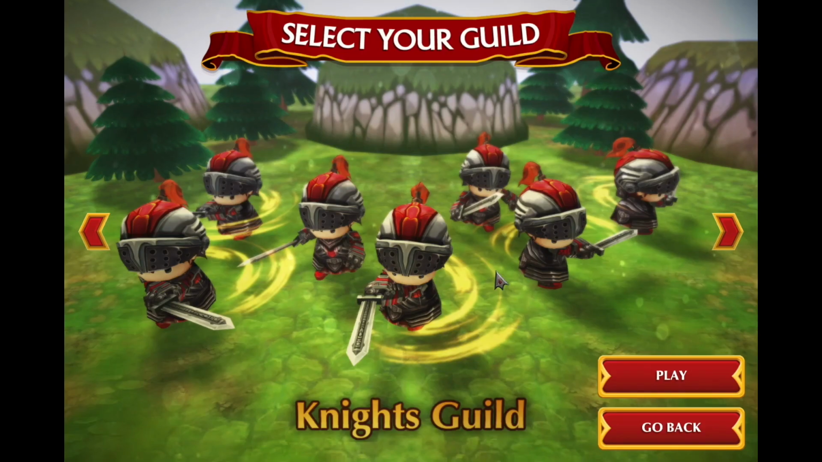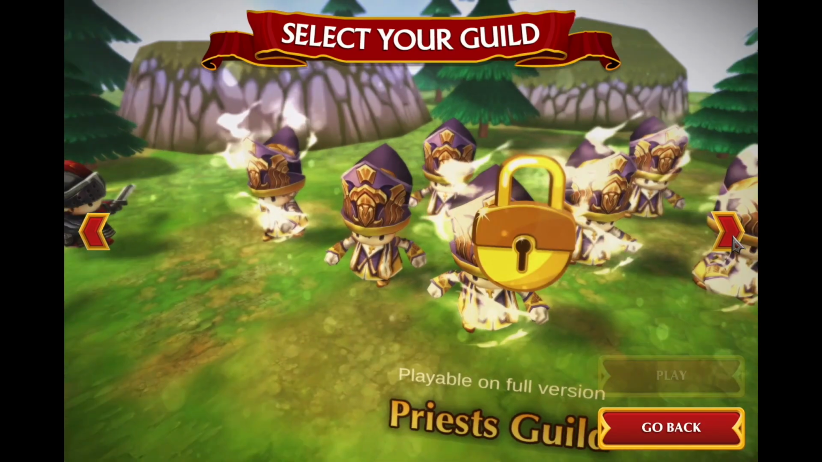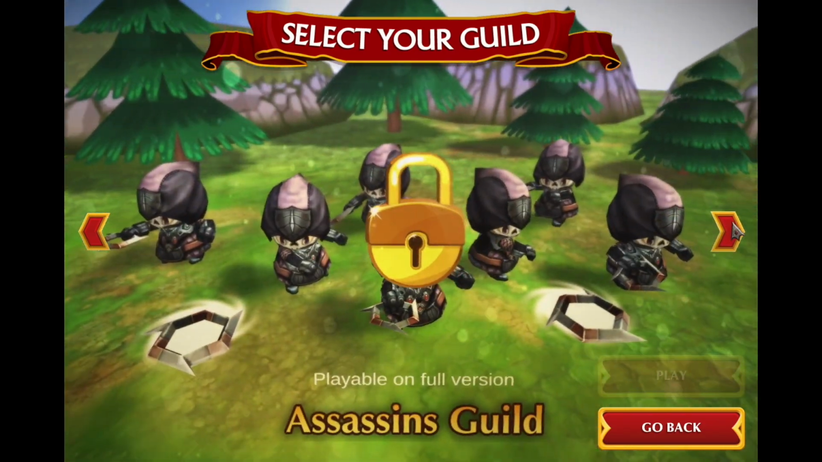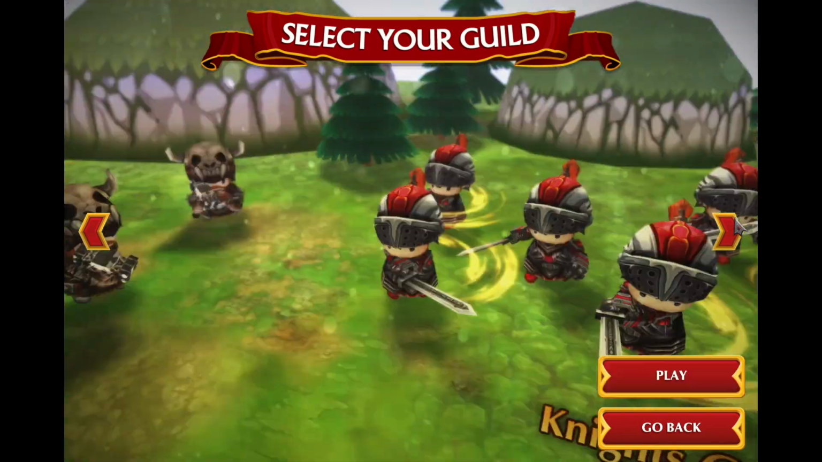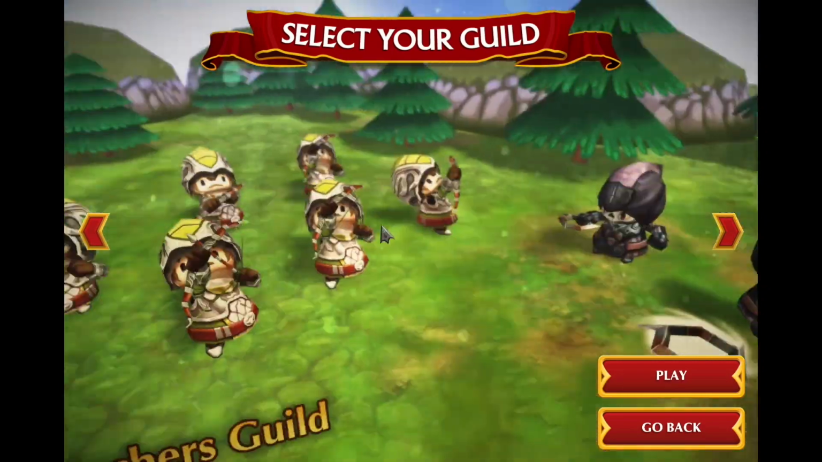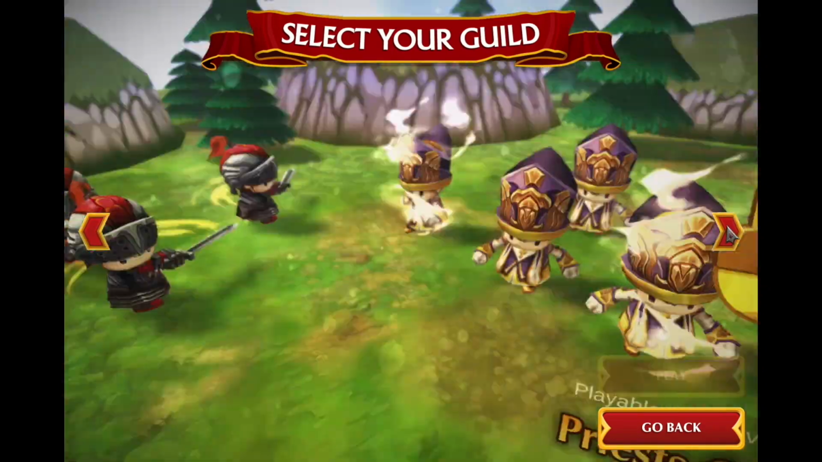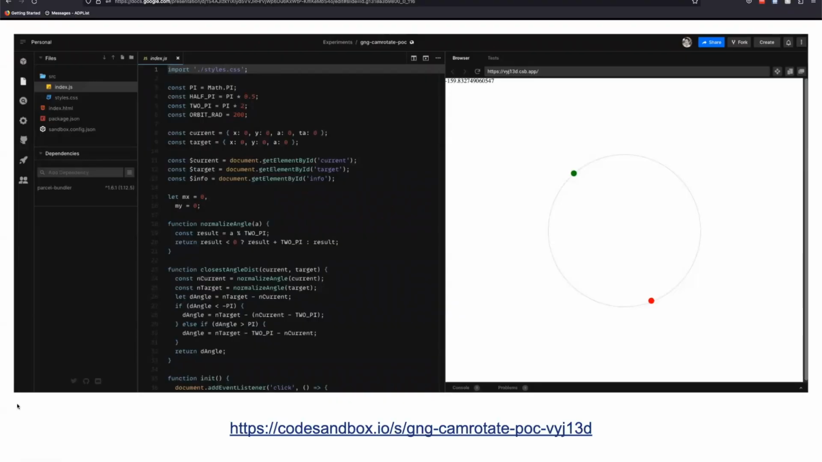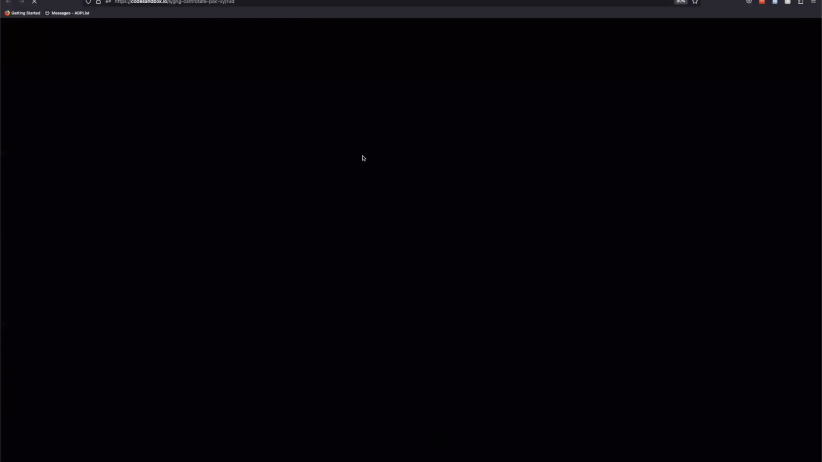So let me show you what the final result looks like, so that you can visualize what I was trying to achieve in my head. Alright, so that was the idea that I had in my head. So let's play around with the complete proof of concept here.